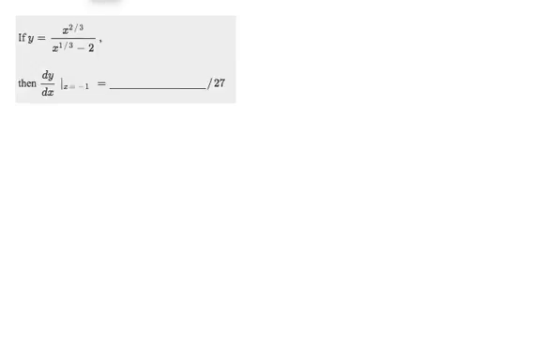In this problem, we want to find the derivative of y equals x to the 2/3 divided by x to the 1/3 minus 2. So to find this derivative, we're going to have to use the quotient rule because this is a big quotient or fraction. So by the quotient rule, the derivative is, if you use the little catchphrase, it's low d high minus high d low over low low.